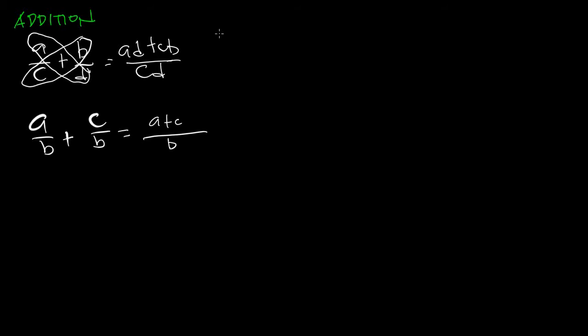So, for example, we have 6 over 7 plus 9 over 7. Since pareho sila ng denominator, kakopy lang natin yan. And then, 6 plus 9 is equal to 15. So, that is our final answer.